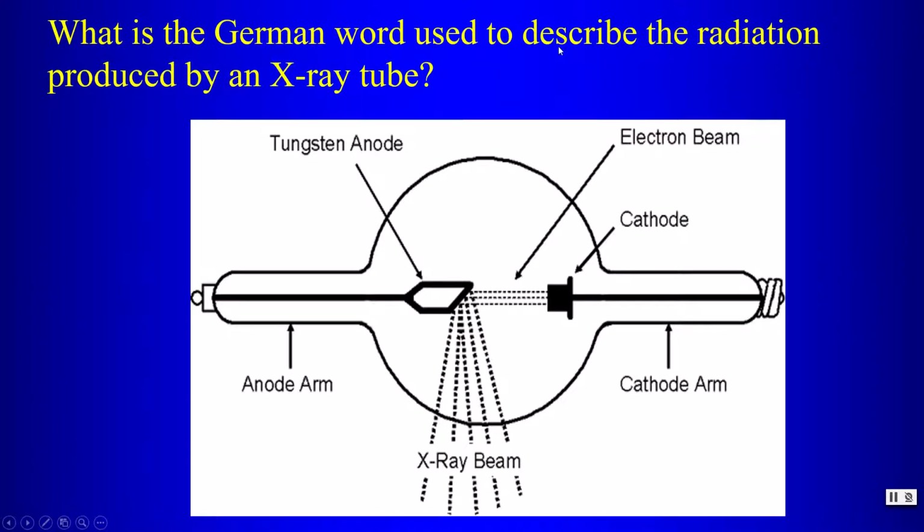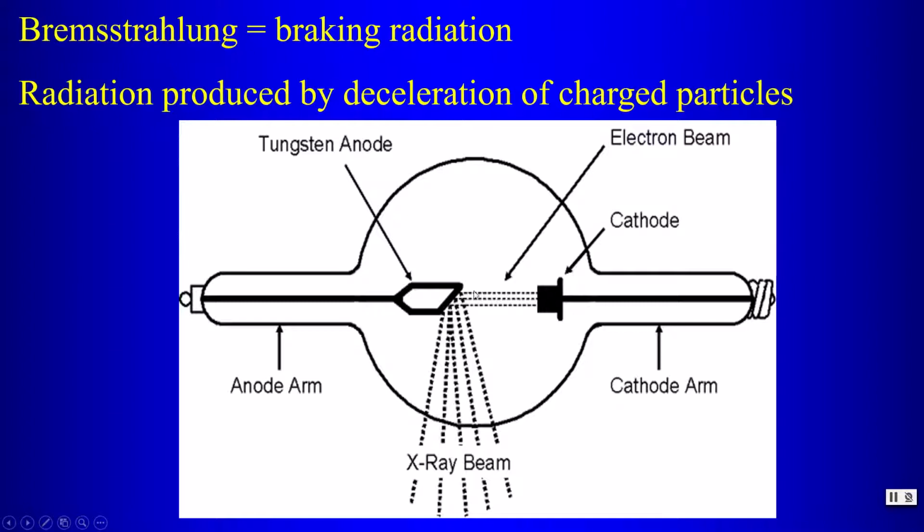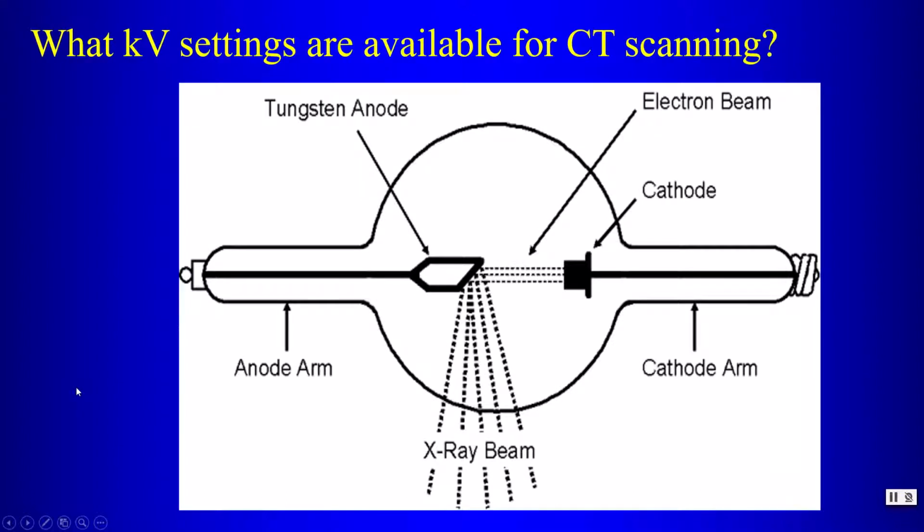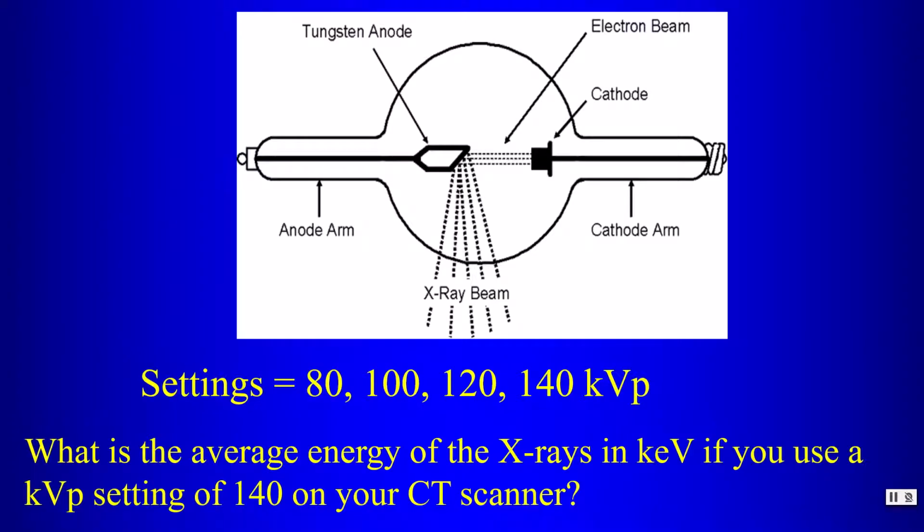Of course, the German word that is used to describe radiation produced in an X-ray tube is Bremsstrahlung, or braking radiation, as these electrons slow down when they hit the tungsten target. That's what releases the X-ray beam. So if we ask the question, what kV settings are available for CT scanning, it turns out that these are limited. You can set the CT scanner at 80 kVp, 100 kVp, 120, or 140. Those are your standard settings.